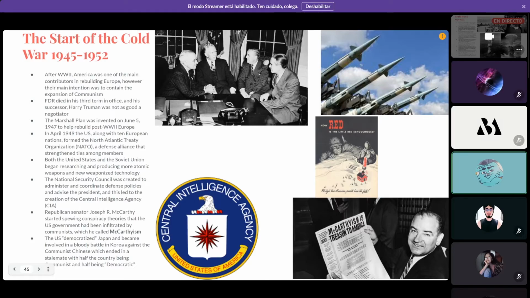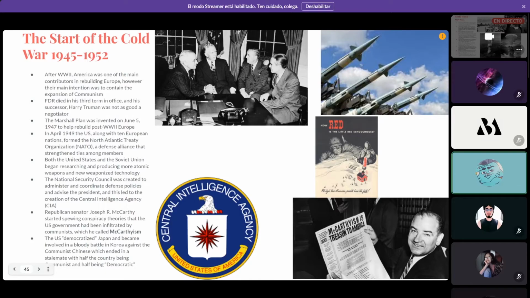So FDR actually died before World War II ended. So his vice president took over, Harry Truman. He was not as good with talking with the other countries. People say that if FDR had survived, he would probably be able to get us out of any issues with Russia. But because he died, unfortunately, we don't know what would have happened. But Truman did do some things. He helped create the Marshall Plan, which was used to help rebuild Europe after the war.